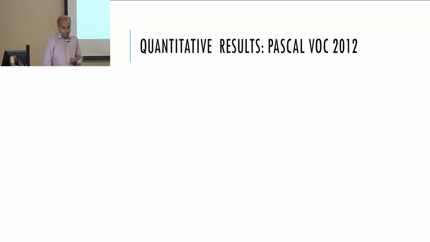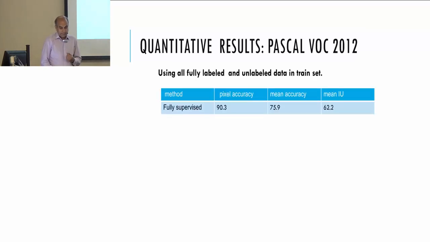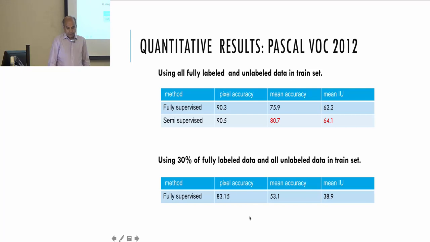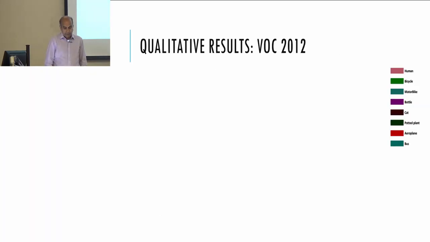These are the quantitative results, so we can compare with fully supervised. There are different metrics, the pixel accuracy, mean accuracy, and so on, and we can improve about 5% here, and in this one also we can improve several percentage points. This is another example, another data set.